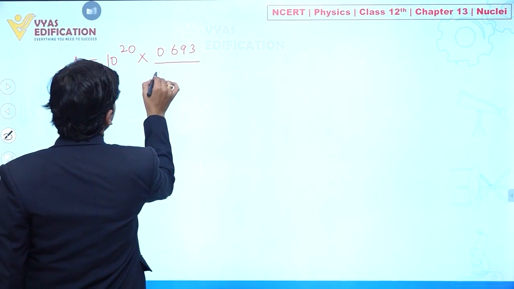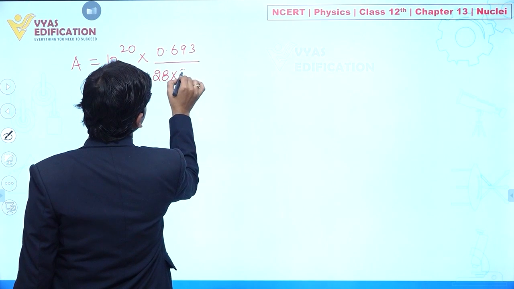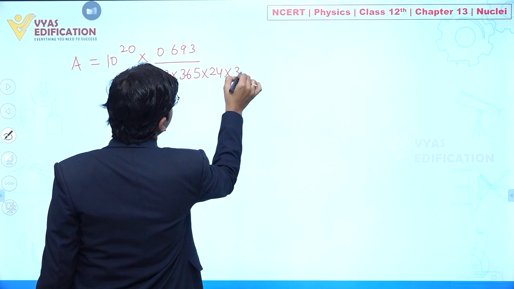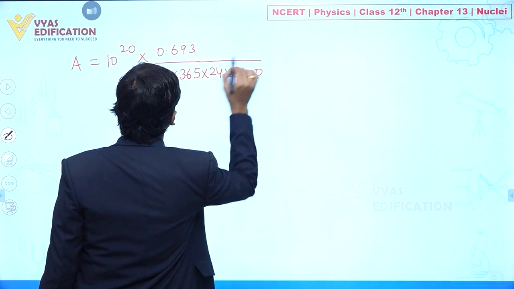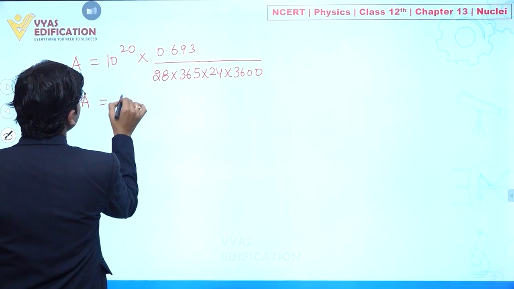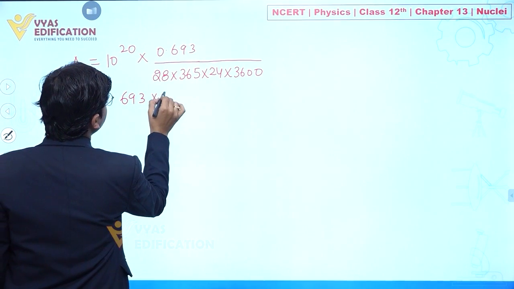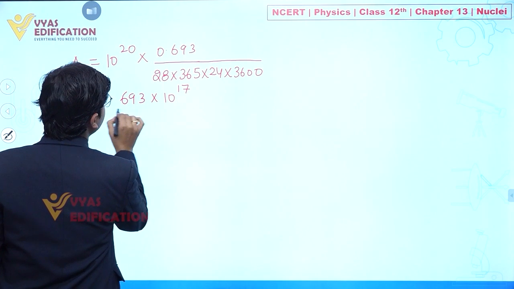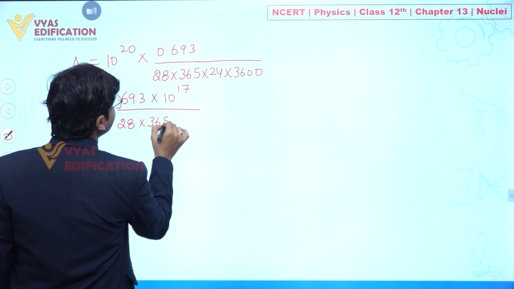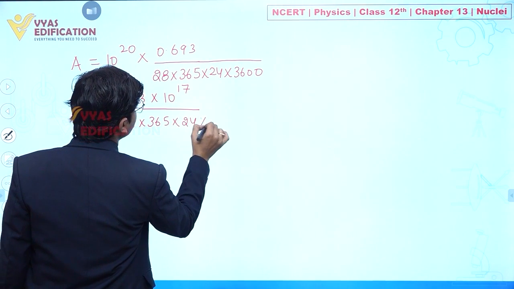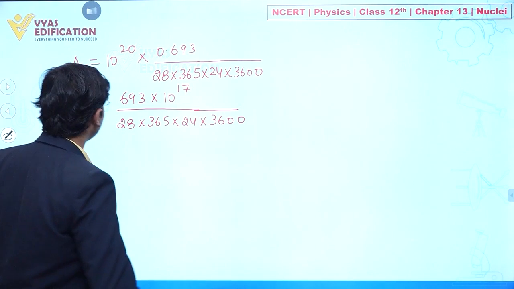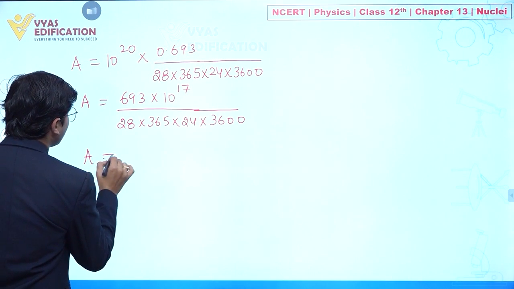Clear? So first you have to convert this year into number of days, then we can convert into number of hours, then into number of seconds. Clear to everyone? Yes. Now we have a simple calculation. We can write it like this: 693 multiplied by 10 to the power 17 divided by 28 into 365 into 24 into 3600. Clear to everyone? So from that we can find the value of activity.